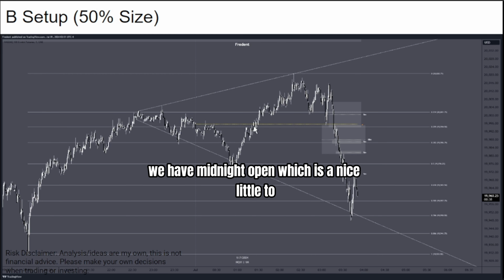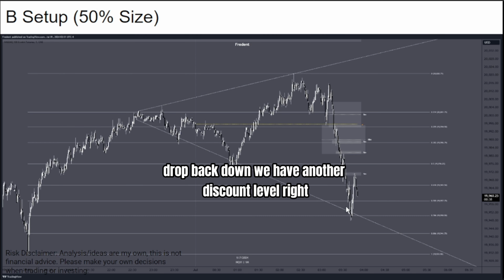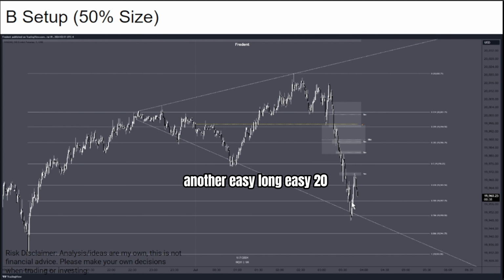In this case, we have midnight open, which is a nice level to long. We also have the top BF, which could potentially be a last target here. Drop back down, we have another discount level, right? Another discount level. Again with the BF touch, that's another easy long, easy 20-30 points every single time.